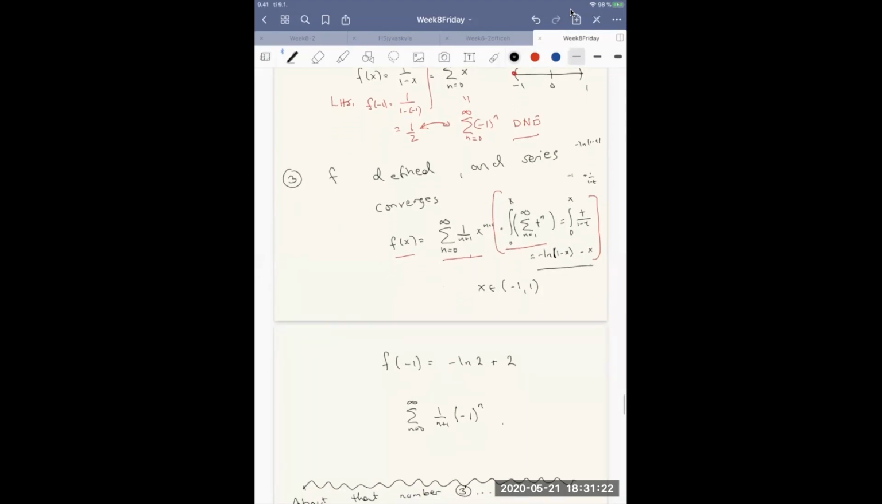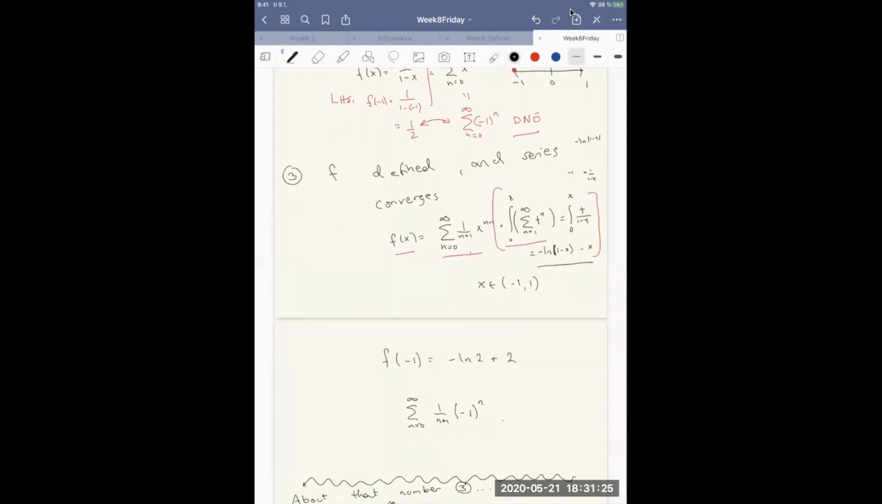But what we get then is two expressions. First, f of minus 1 you can evaluate for this function as minus ln 2. And also, you can take the series expression. The right-hand side, the series, if you plug in minus 1, gives you something that converges by the alternating series test. So we get two things, and both of these exist in this case.